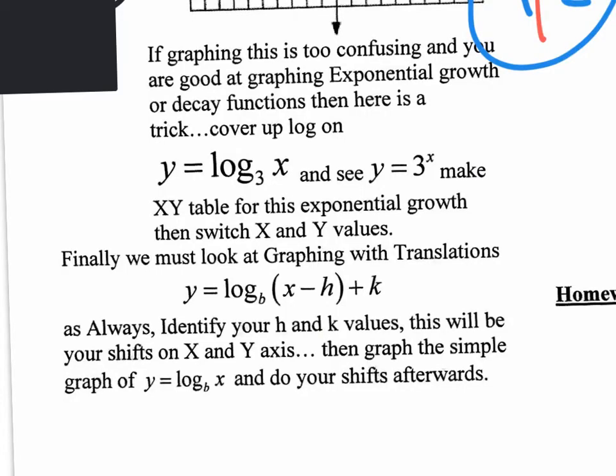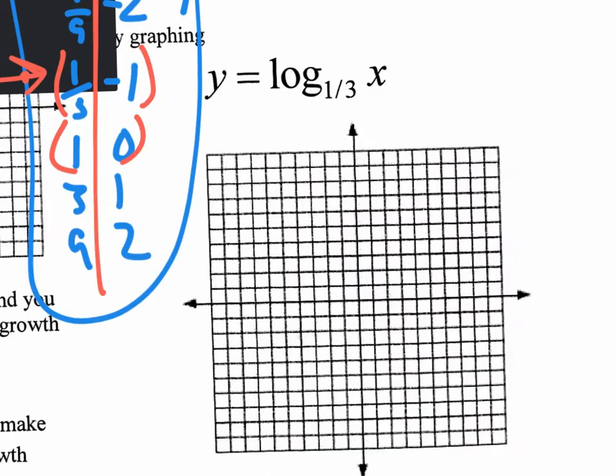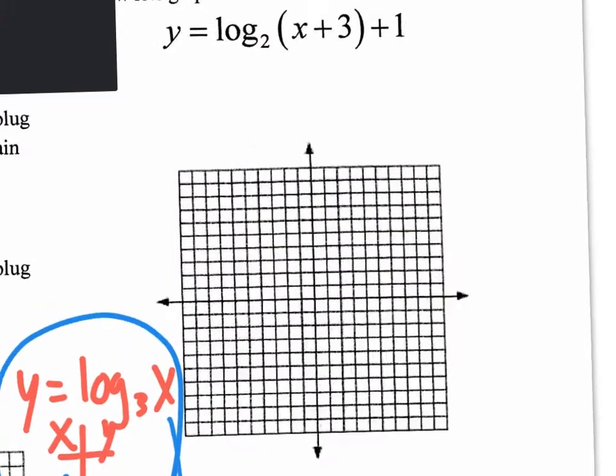So down here in our notes, I explained the trick that I did, which is just cover up log. So if you cover up log base, it's going to look like y equals 3 to the x. Then you make an xy table for that exponential growth function, and then you switch the x and y values, and then you could graph. But of course, if you had an h and k shift, you have to shift your final coordinates according to h and k. So let's try this one up here that does have an h and k shift.